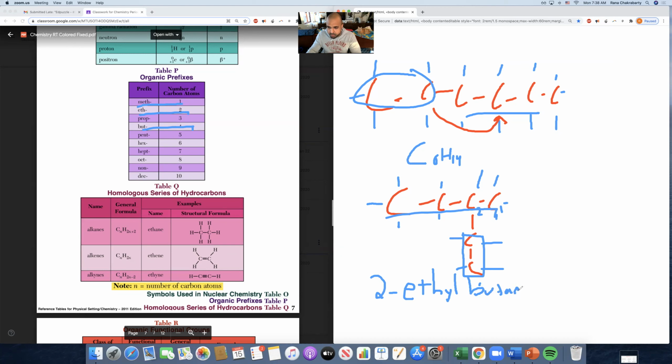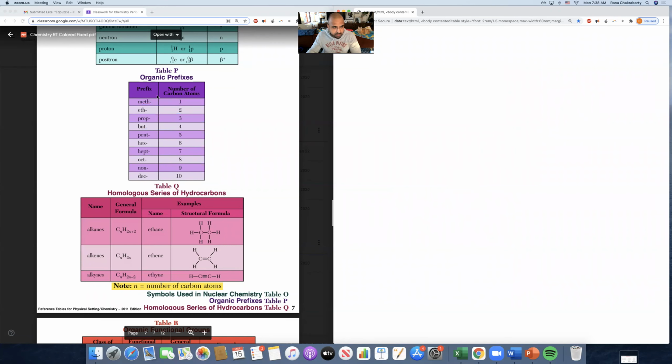I'm hoping you get the idea for single chain carbons. Just move any of the atoms towards the middle. As long as the structure is different, it will be an isomer, okay?